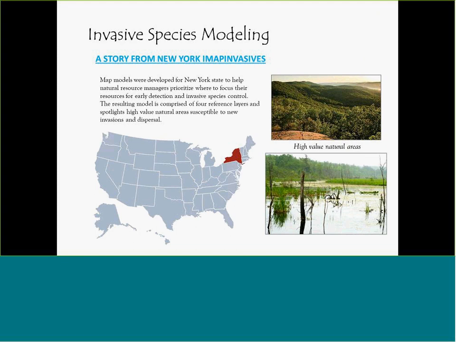I do want to share some information from our counterparts in the north, in New York. They developed some map models recently that are used to help natural resource managers prioritize where to focus their resources for protection and invasive species control. And the resulting map model, and I'll show you here in the next few slides, is comprised of 4 reference layers, and ultimately will spotlight the high-value natural areas that are susceptible to new invasions and potential dispersal.